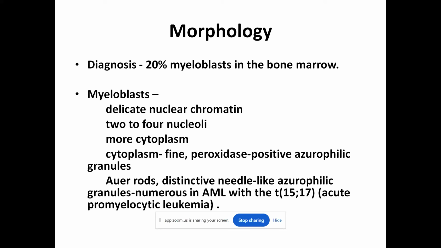The cytoplasm will contain fine peroxidase positive azurophilic granules. These azurophilic granules produce rod-like or needle-like structures. These are called Auer rods. These Auer rods are more common, they are numerous in acute promyelocytic leukemia.